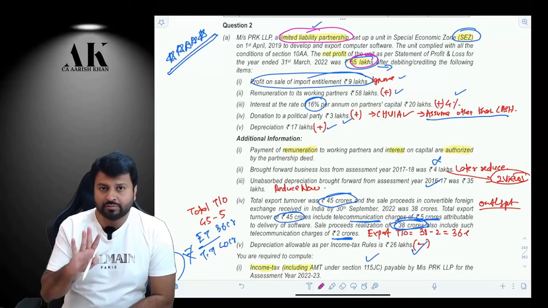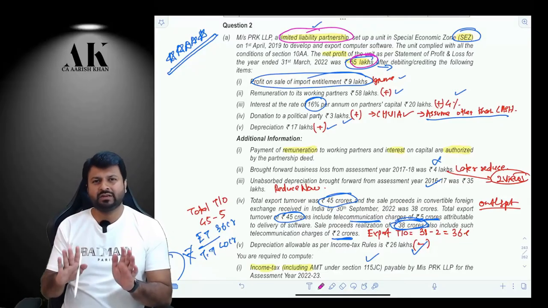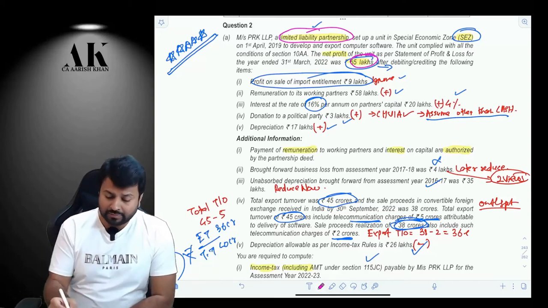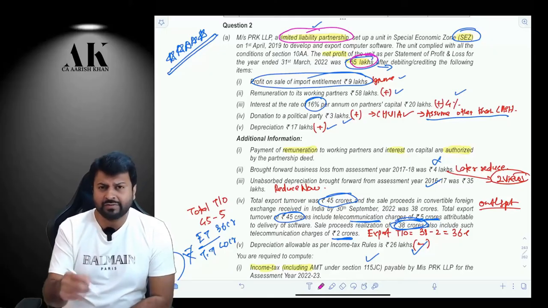First of all, we'll compute the book profit of the firm. What is book profit? Book profit as per 40B. Book profit is nothing but PGPP income only, but just add the remuneration which is debited to the P&L. So first of all, let's compute the book profit. The first item is profit on sale of import license. This is part of PGPP, section 28, it is chargeable.